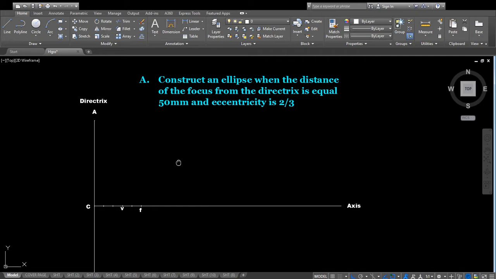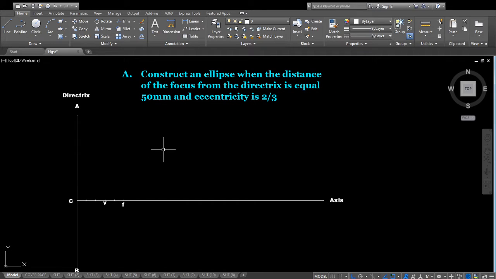Okay, we have a question here before us. Construct an ellipse when the distance of the focus from the directrix is equal to 50 mm and eccentricity is 2/3. If you divide 2/3, you have about 0.667, which is less than 1. That means the curve we'll be having will be an ellipse.